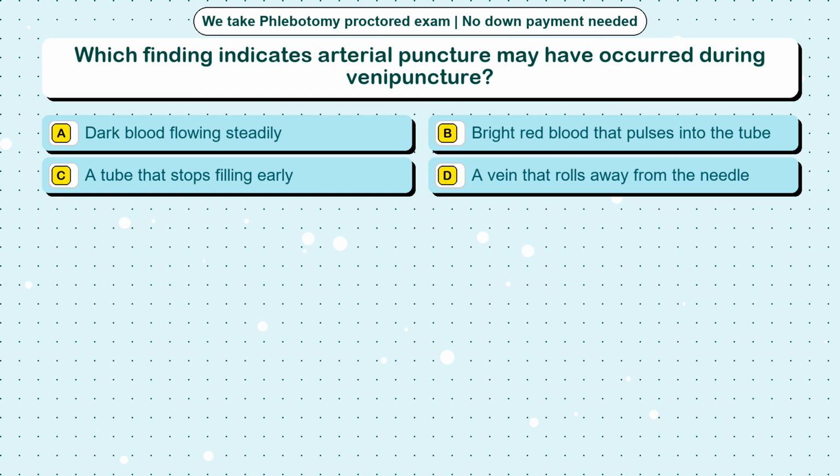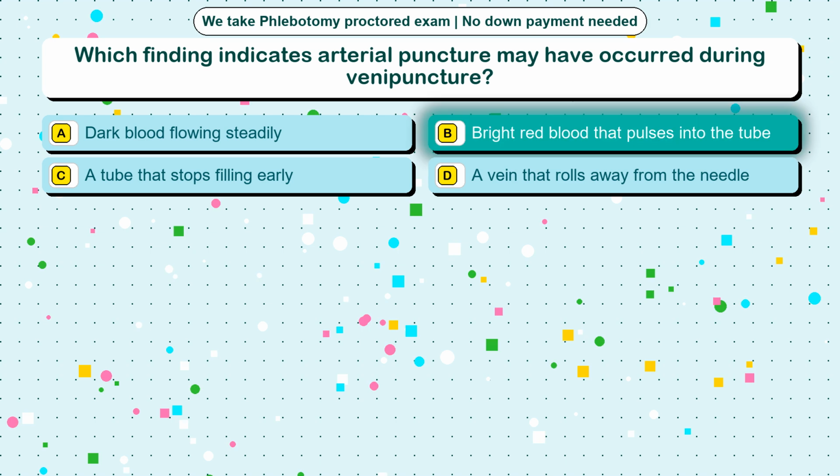Question 59. Which finding indicates arterial puncture may have occurred during venipuncture? Option A. Dark blood flowing steadily. Option B. Bright red blood that pulses into the tube. Option C. A tube that stops filling early. Option D. A vein that rolls away from the needle. The correct answer is option B.